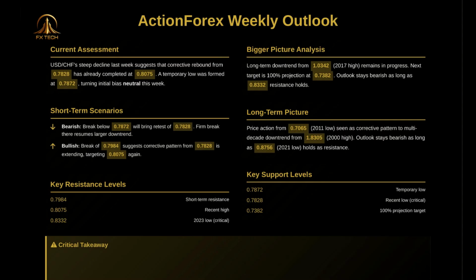The bigger picture shows a long-term downtrend from the 2017 high of 1.0342 remains intact, targeting 0.7382. The outlook stays bearish while 0.8332 resistance holds. This critical juncture demands careful monitoring of key support and resistance levels.